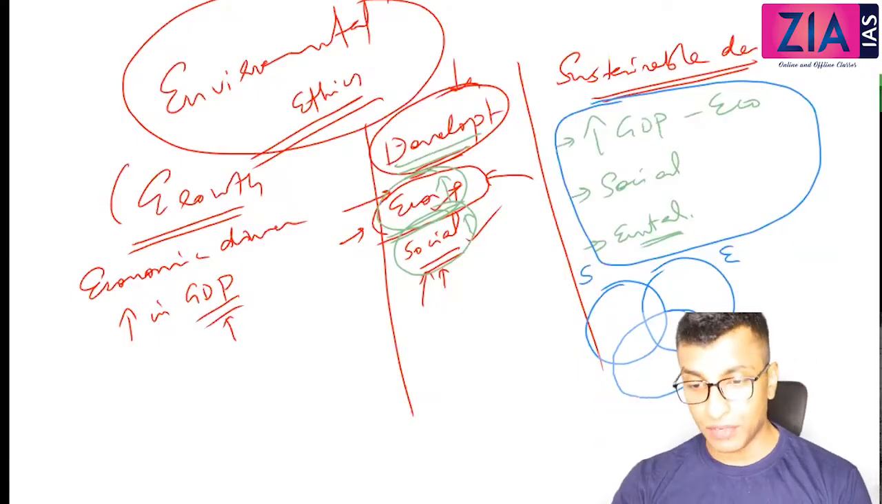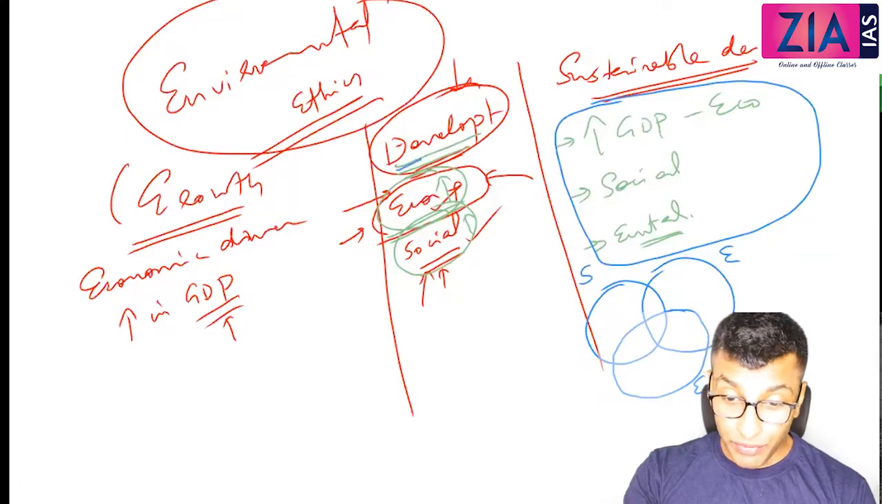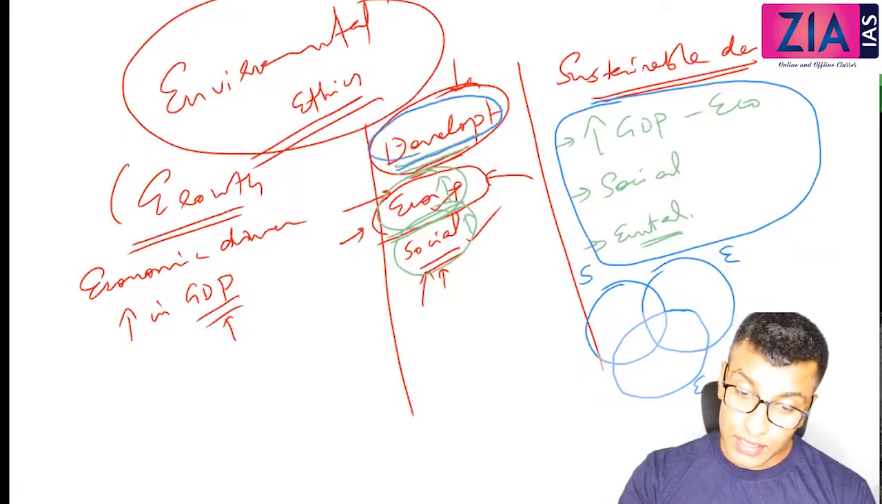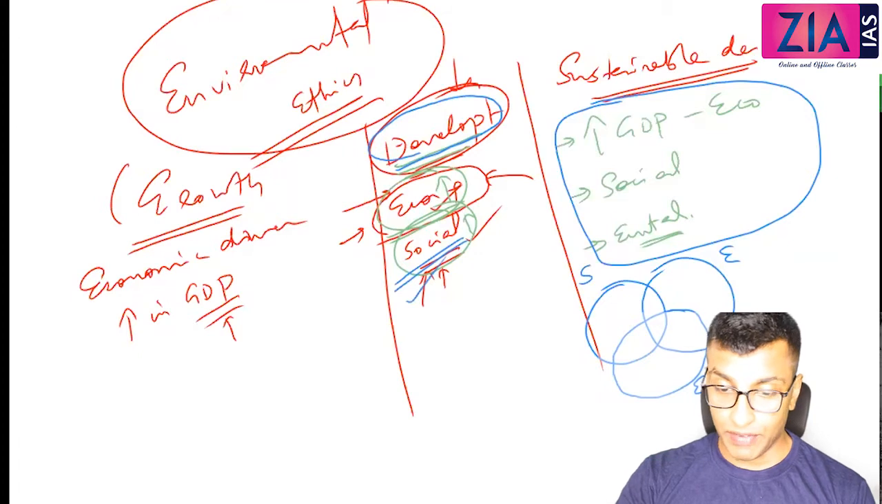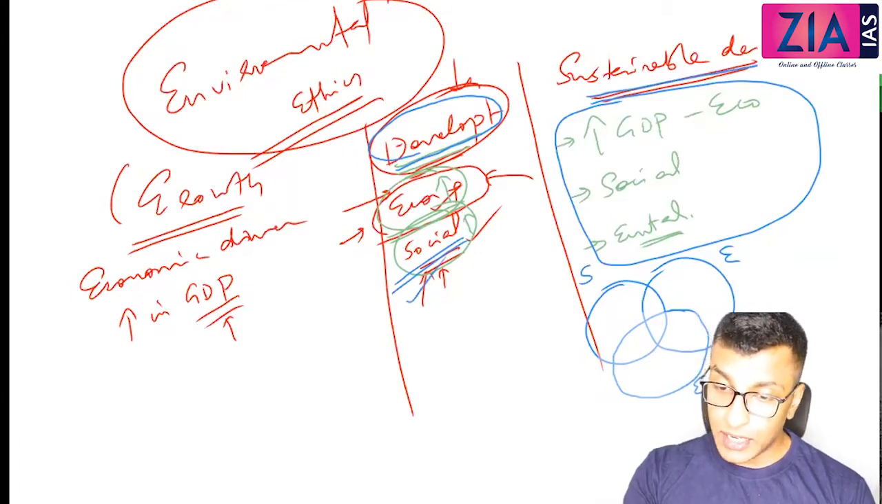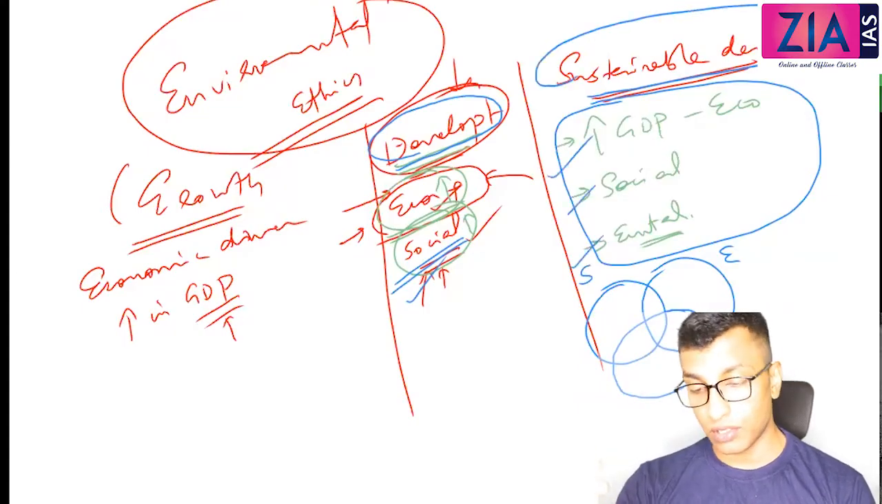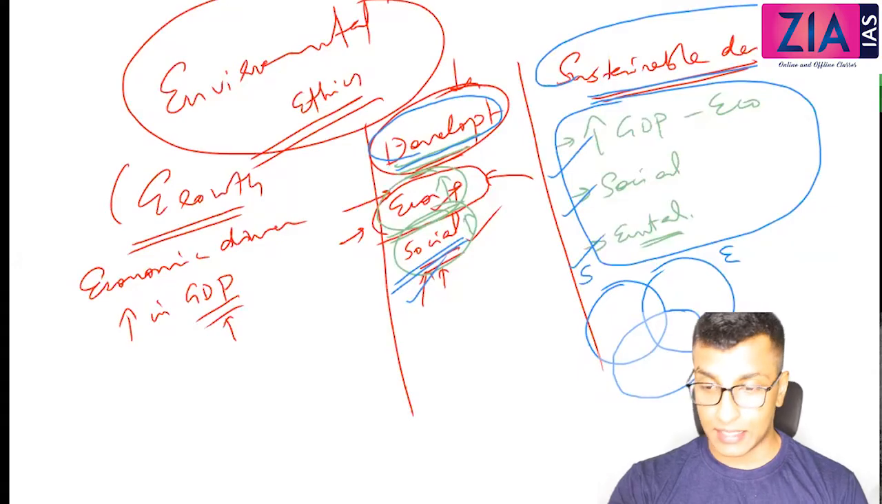I'll come to the definition of sustainable development. That is very easy. When it comes to development, I've told you, you can take it as development even without economic growth. But when it comes to sustainable development, all three have to be there. Only then do we understand this as sustainable development.